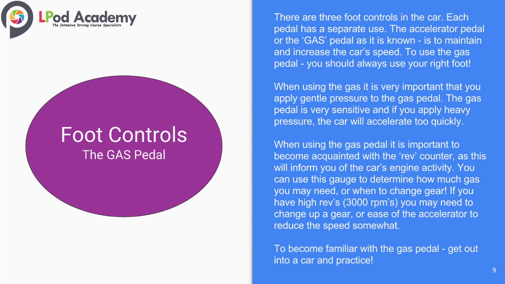When using the gas pedal, it is important to become acquainted with the rev counter, as this will inform you of the car's engine activity. You can use this gauge to determine how much gas you may need, or when to change gear. If you have high revs, for example 3000 RPMs, you may need to change up a gear or ease off the accelerator to reduce the speed somewhat. To become familiar with the gas pedal, you need to get out into the car and practice.